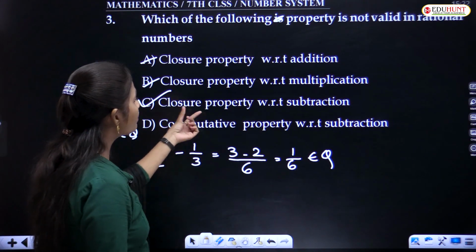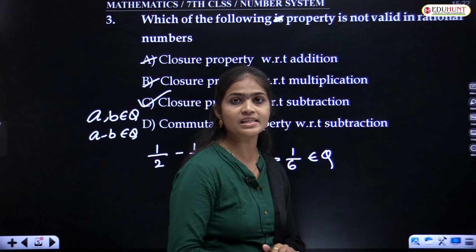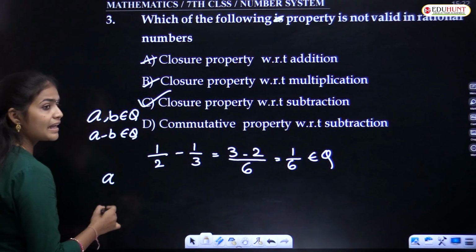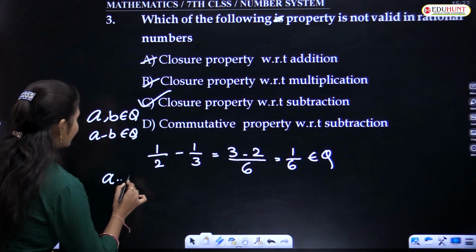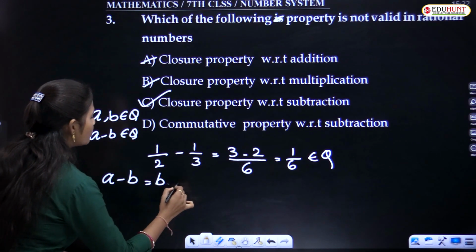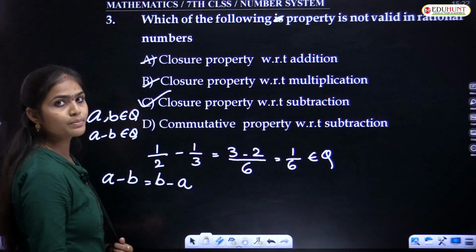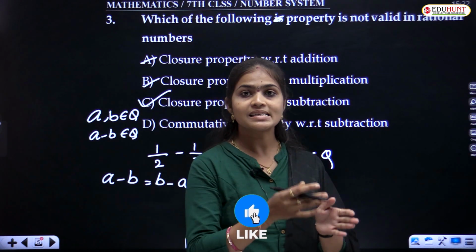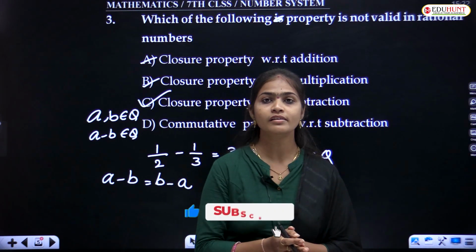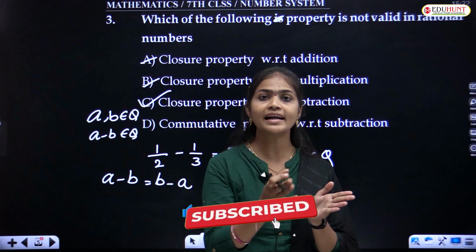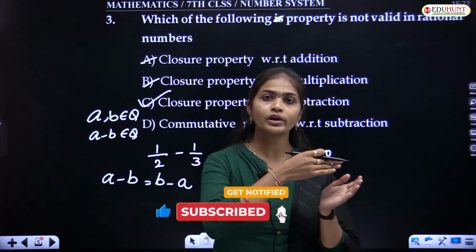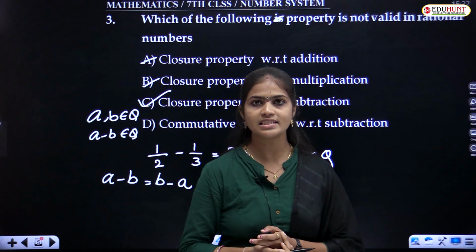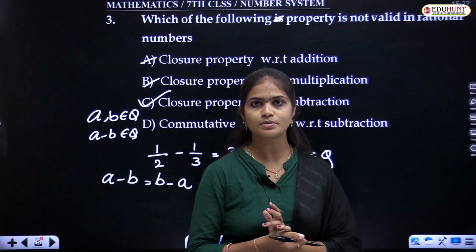Next, they are asking about the commutative property with respect to subtraction. Commutative property means, as we discussed, if A and B are any two rational numbers, then A minus B is equal to B minus A. I already told you that this holds only for addition and multiplication. In any order we can add or multiply: 2 into 3 is 6 and 3 into 2 is also 6, so there is no change. That is satisfied for all types of numbers.